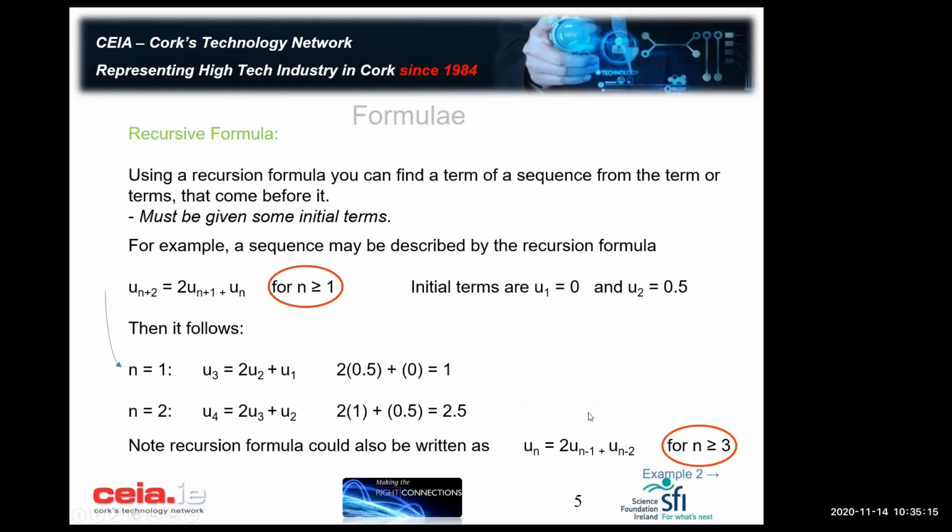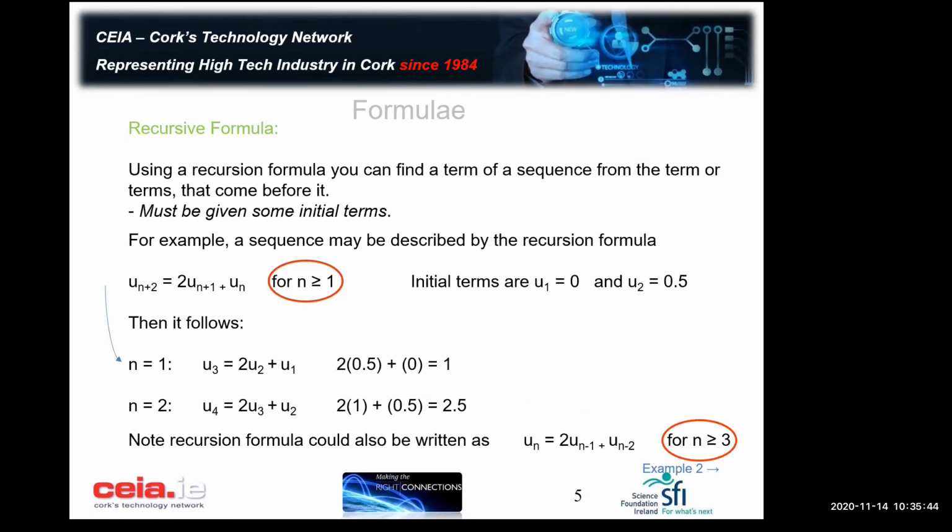So what I want to highlight here is the formula that we were given, the recursive formula, u of n plus 2 is equal to 2 times u of n plus 1 plus n. It's for n greater than or equal to 1. Why is that? The point being is that you can't have a 0 term. If n isn't greater than or equal to 1, in other words, if it's 0 or negative, you can't have u of 0 because it doesn't exist. The first term is always u of 1.